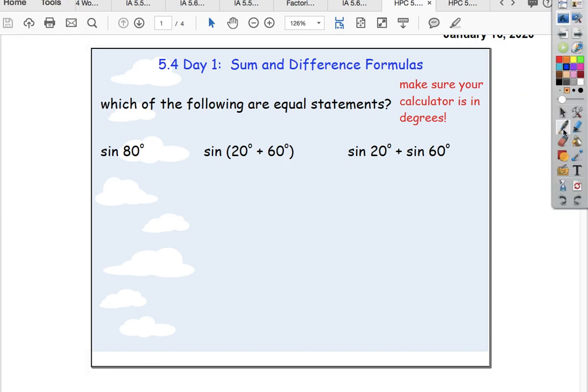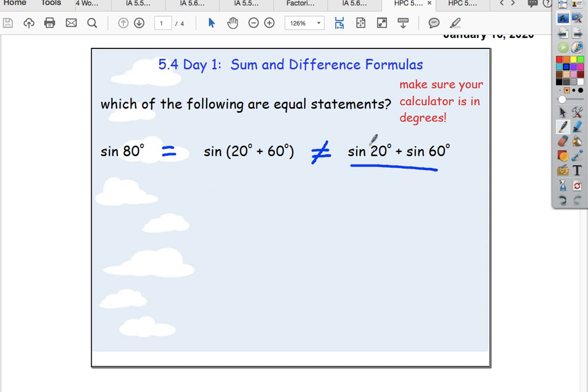Okay? So what I want you to start with is looking at these 3 things here and deciding, are any of them equal? Or are maybe 2 of them equal and 1 not? Or are none of them equal? So what you could do is you could plug those in your calculators and you could see if any of them are equal. You will find that these 2 statements are equal to one another, but that this statement right here is not equal to either of these 2.